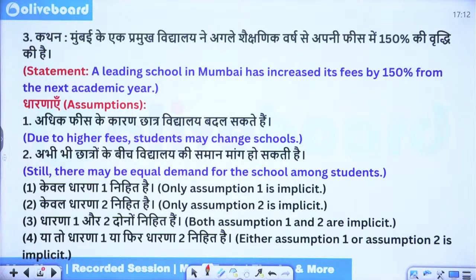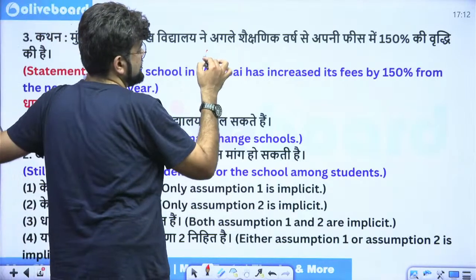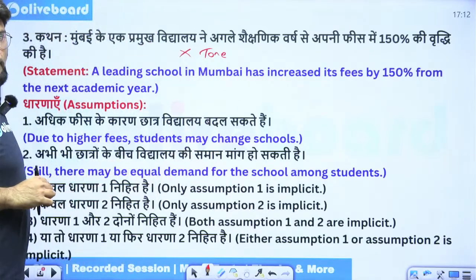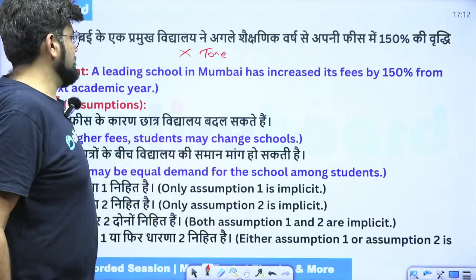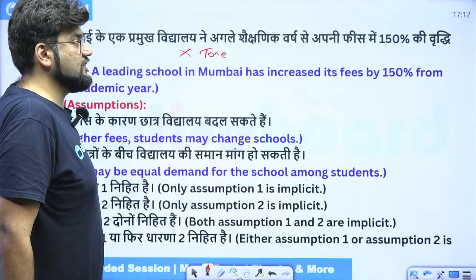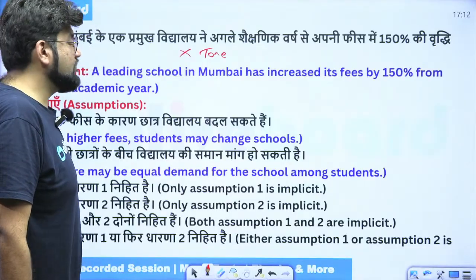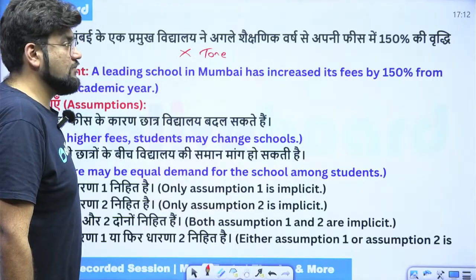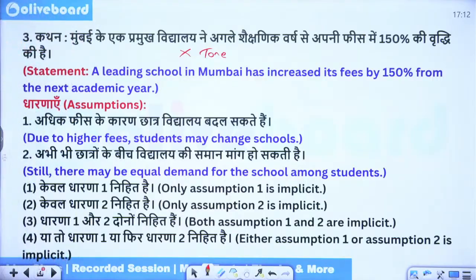Now, a leading school in Mumbai has increased its fees by 150% from the next academic year. Problem is we associate tonality. Get a tone to this. How? Some people can read it in this tone: a leading school in Mumbai has increased its fees by 150% from the next academic year. We were quite surprised at the amount. Okay. So for you, this might be a correct assumption for the author.